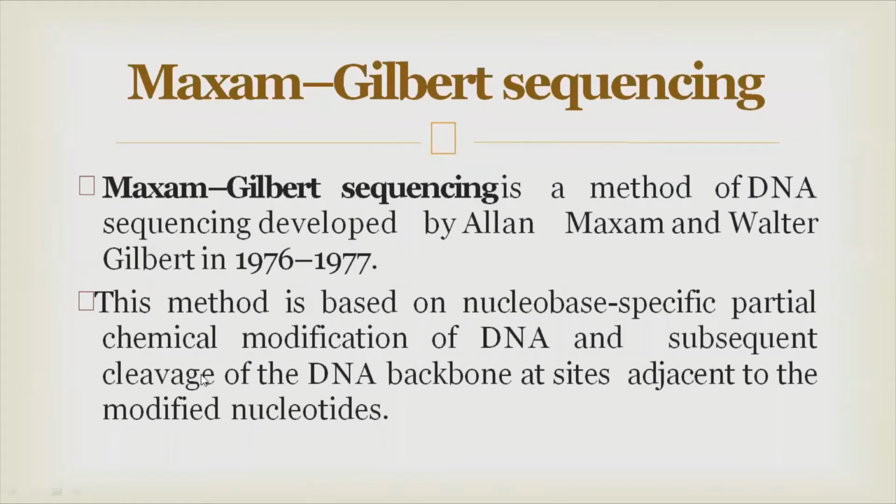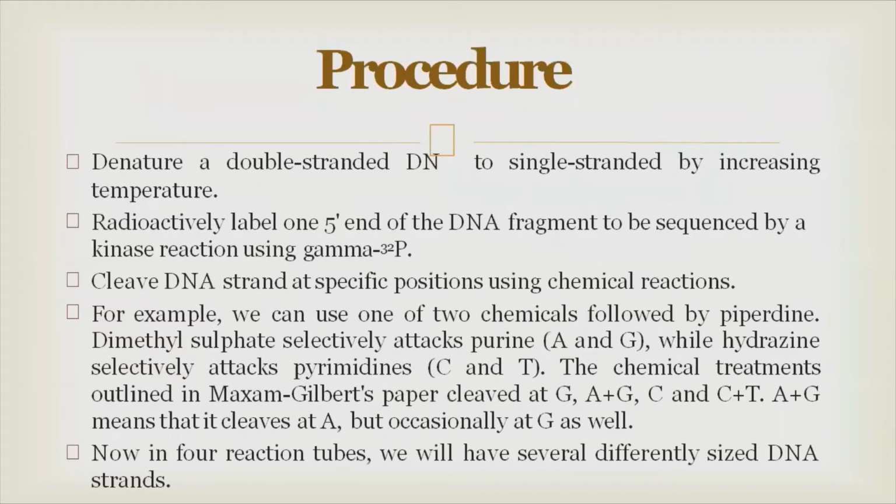So Maxam-Gilbert sequencing is a method of DNA sequencing developed by Allan Maxam and Walter Gilbert in 1976 and 1977. So these are two people, Maxam and Gilbert. This method is based on nucleobase-specific partial chemical modification of DNA and subsequent cleavage of the DNA backbone at sites adjacent to the modified nucleotides. So basically it cuts the DNA with the help of some chemical, and this method is also known as the chemical degradation method. Once I put the video on the Google Classroom, the things will become more clear.